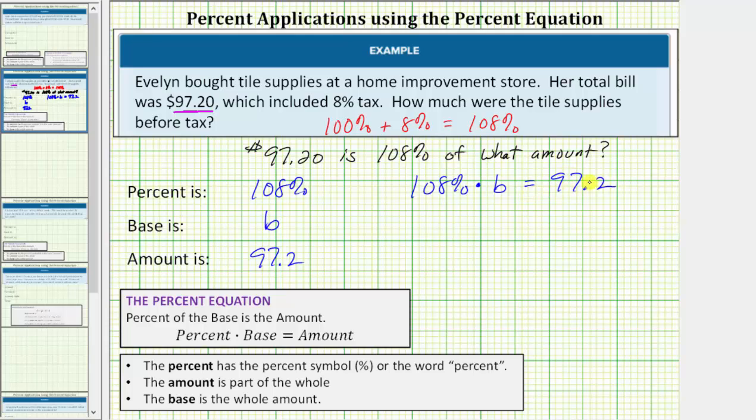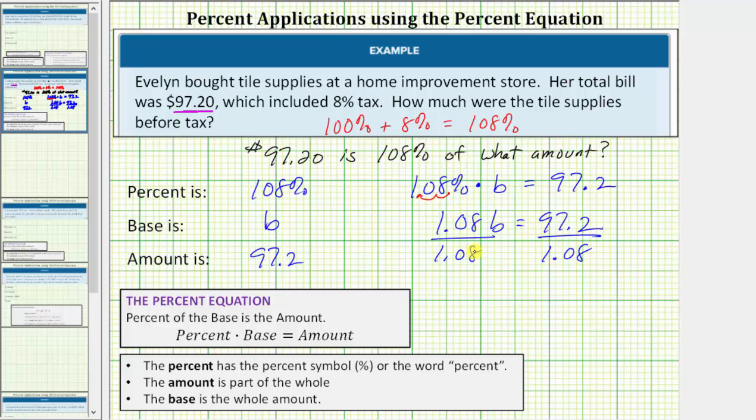Next step, we convert the percent to a decimal. So we move the decimal to the left 2 places. Right now it's to the right of the 8. Left 2 places, 1, 2, gives us 1.08. So we have 1.08 times b equals 97.2. To solve for b, we divide both sides by 1.08.